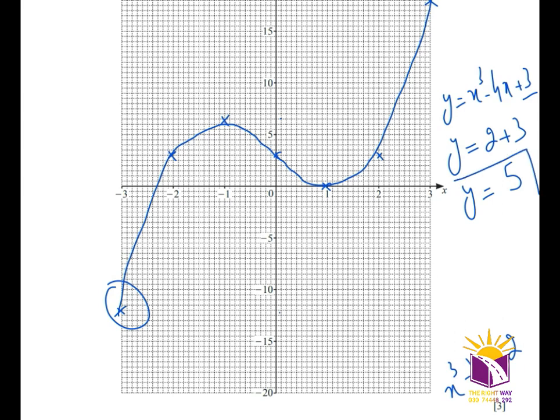Now I have to draw the line at y equal to 5. So at y equal to 5, draw a straight line, and the points at which y is equal to 5 and our previous graph is intersecting, those points are our solutions. 1, 2 and 3.